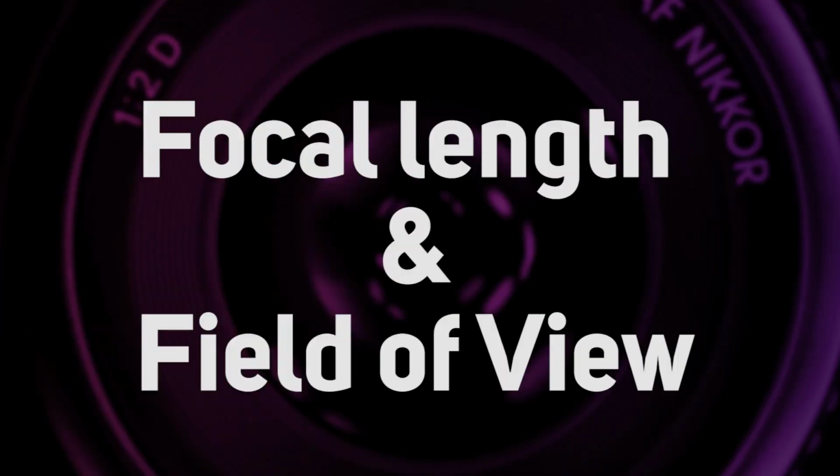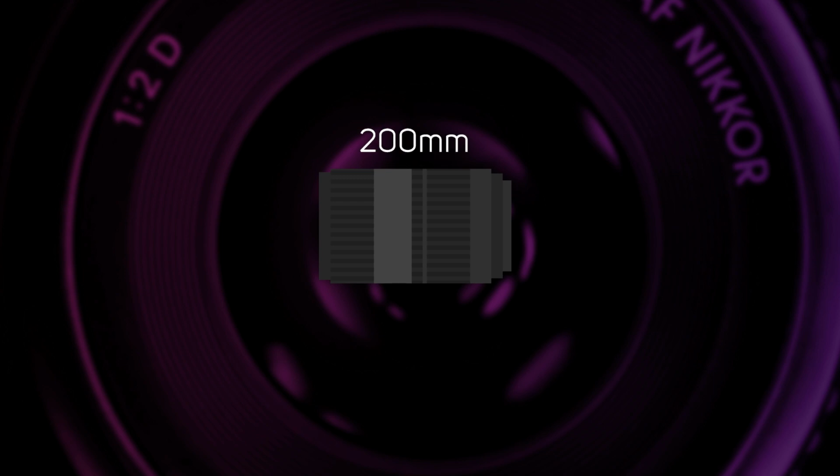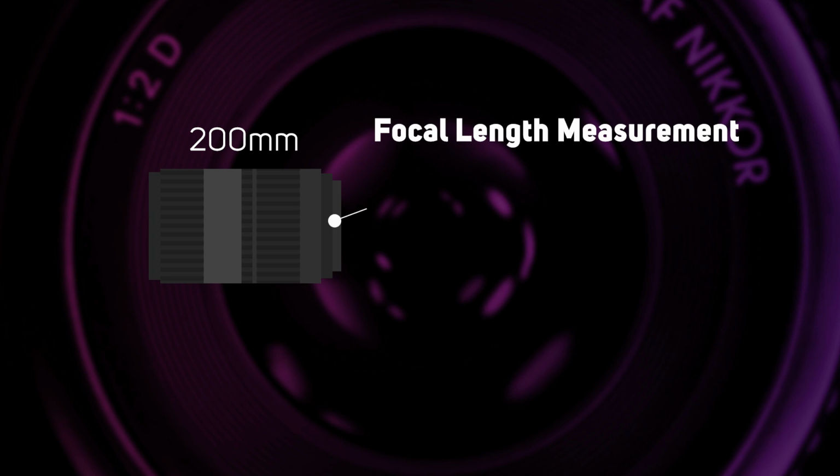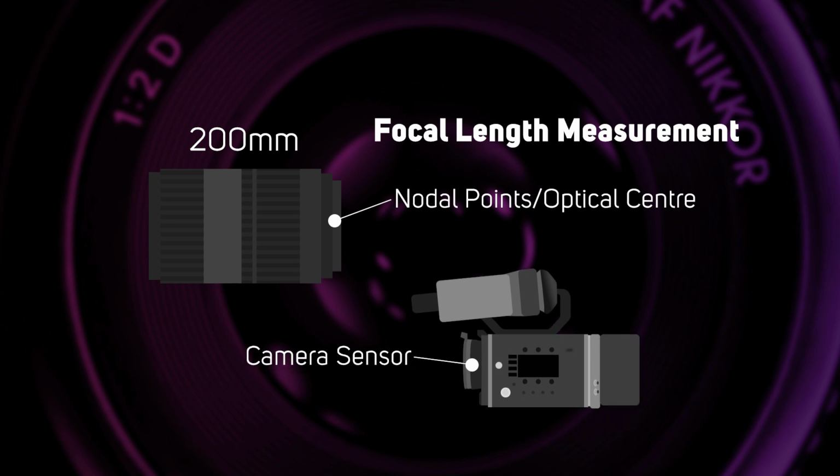Focal length and field of view are fantastic buzzwords, but what do they actually mean? When choosing a lens, you might see a value or a range of values given in millimeters. This is the focal length measurement, and this defines the distance from the nodal point, or the optical center of the lens, when it's focused at infinity, to the camera's sensor.